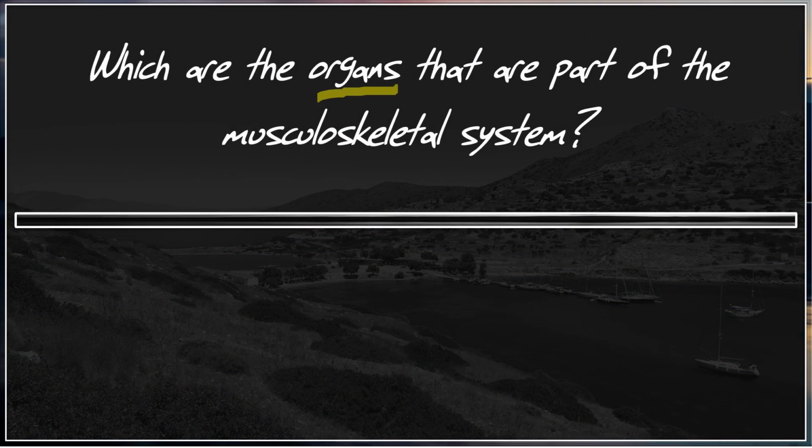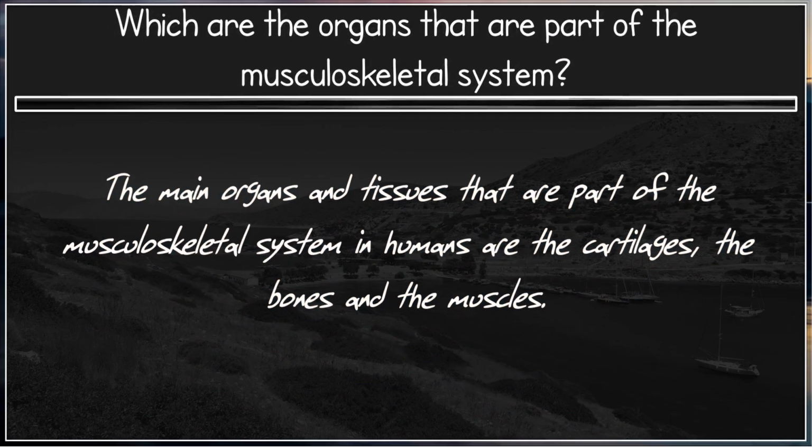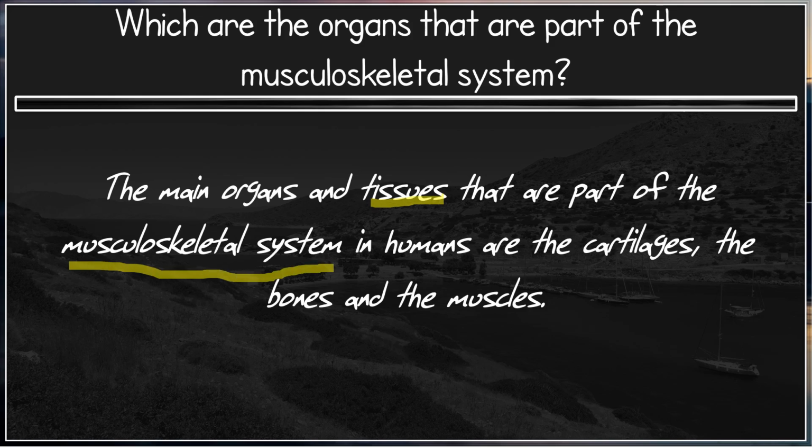What are the organs that are part of the musculoskeletal system? The main organs and tissue that are part of the musculoskeletal system in a human are the cartilage, the bones, and the muscles.